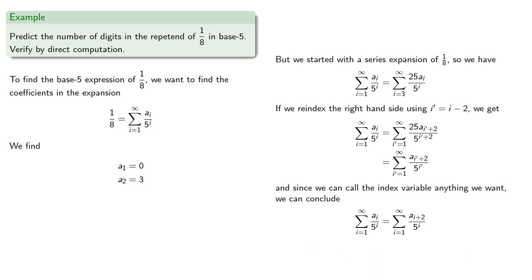And now we can compare the terms directly to find that a_i is a_(i+2), which means that the repetend does have 2 digits.